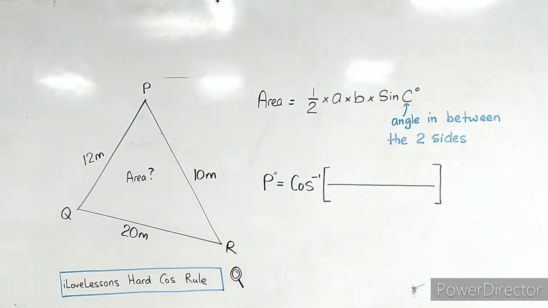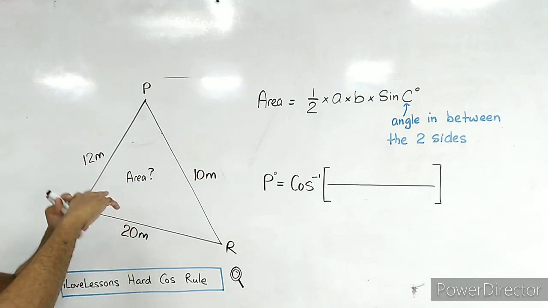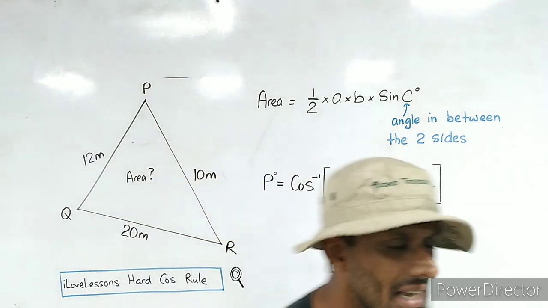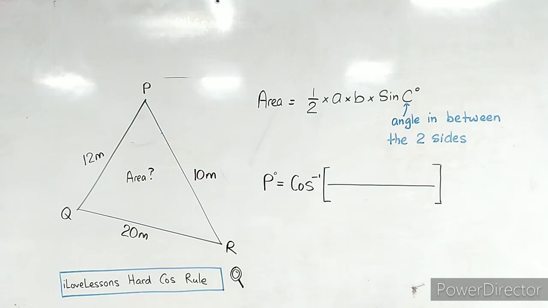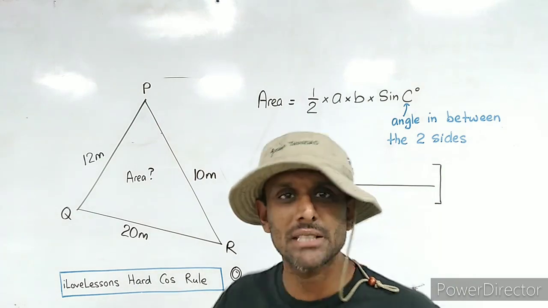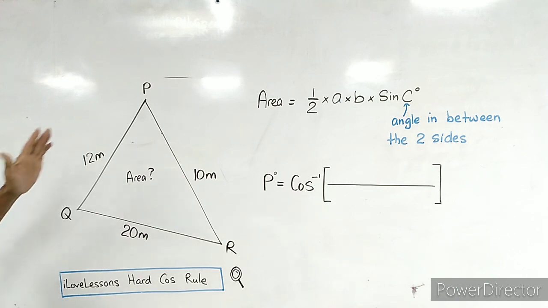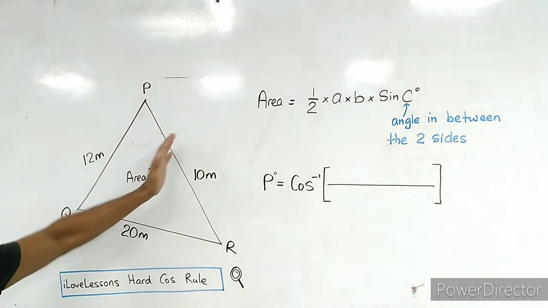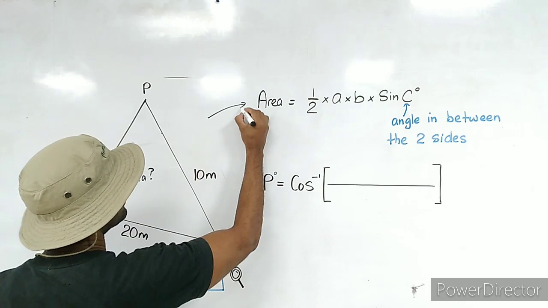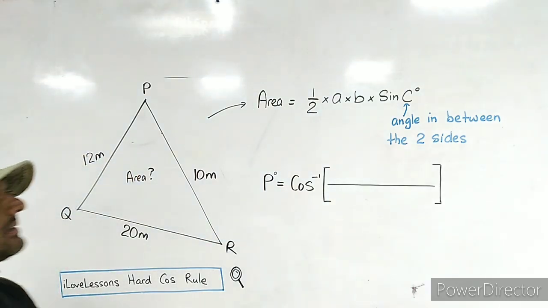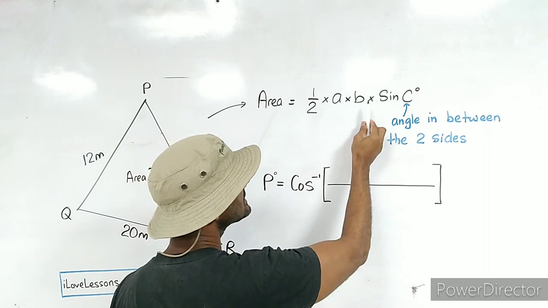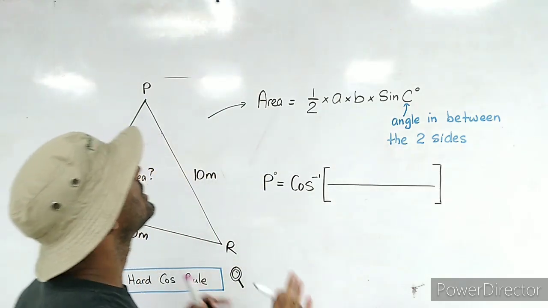Okay, so the first question, you're given a triangle, and we want to find the area. Now this is not a regular triangle. When I say a regular triangle, it's not a right angle triangle where you're just simply given the base and the height, and you just say base by height divided by 2, or half base by height. Whenever you have a situation like this, usually I use this formula to find the area of a triangle. It's a half AB multiplied by sine C.